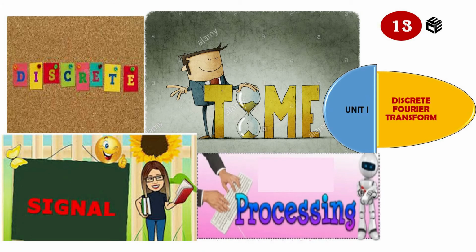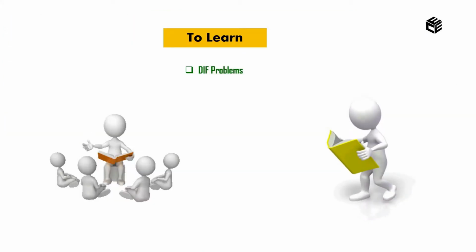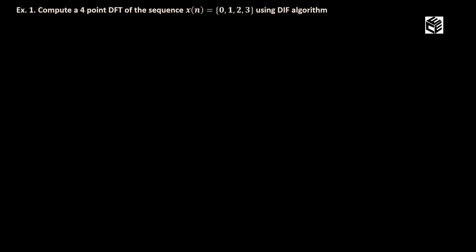I'm Jasmine. In today's session, we are going to see a problem under DIF with a 4-point sequence as well as an 8-point sequence. So let's start the session with a problem. The first problem is compute a 4-point DFT of the sequence x of n is equal to 0, 1, 2, 3 using DIF algorithm.